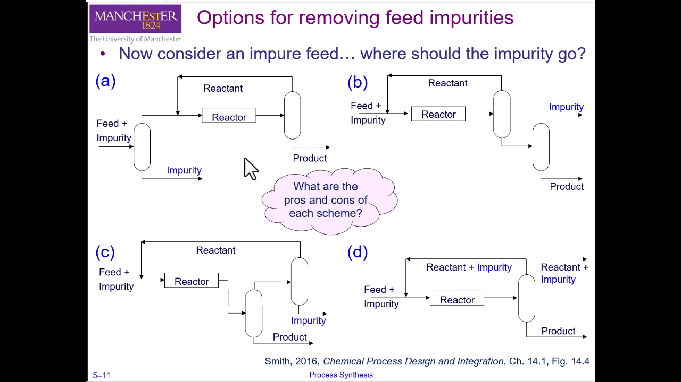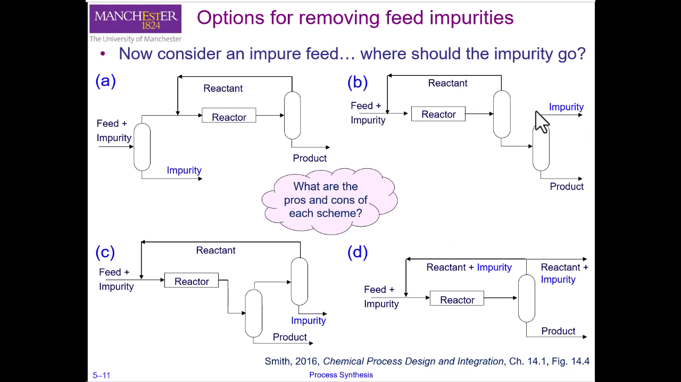So this flow sheet would be a good idea if we have an impurity that is going to have an adverse effect on the catalyst in the reactor, and as such it will affect the performance of the reactor. So we want to remove this impurity before the feed enters the reactor. But if the impurity is in low concentration, the separation may be quite difficult or it might be very expensive.